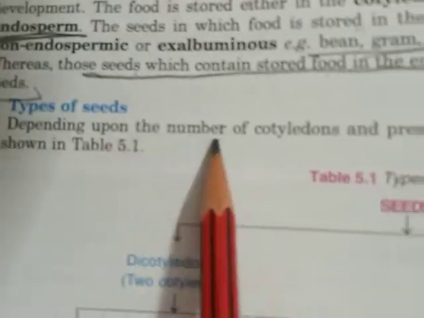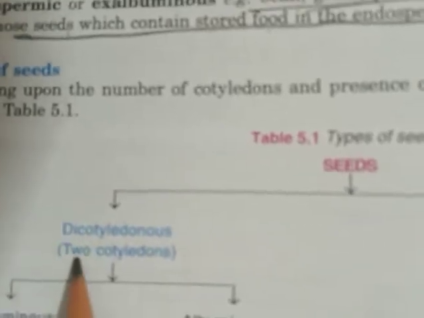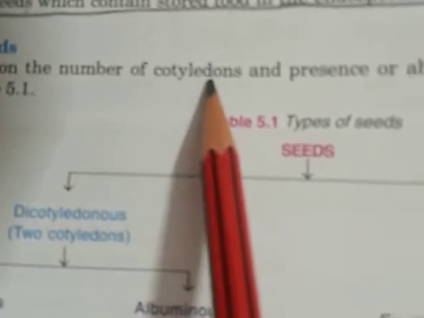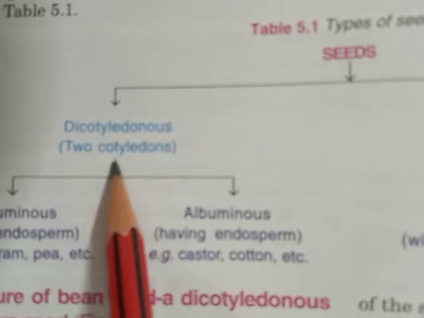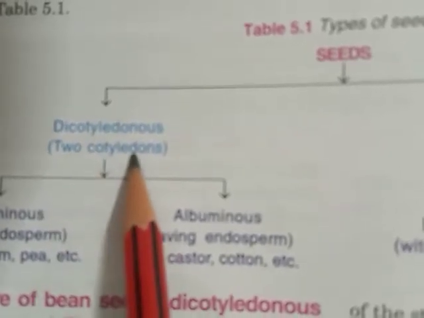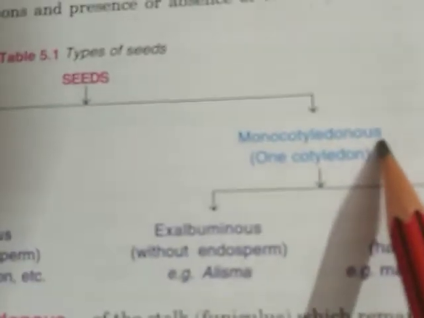Now, types of seed. Depending upon the number of cotyledons and the presence or absence of endosperm, seeds are classified as shown in this table. Depending on the number of cotyledons, if the seed has two cotyledons, it is known as dicotyledonous, and if the seed has one cotyledon, it is known as monocotyledonous.